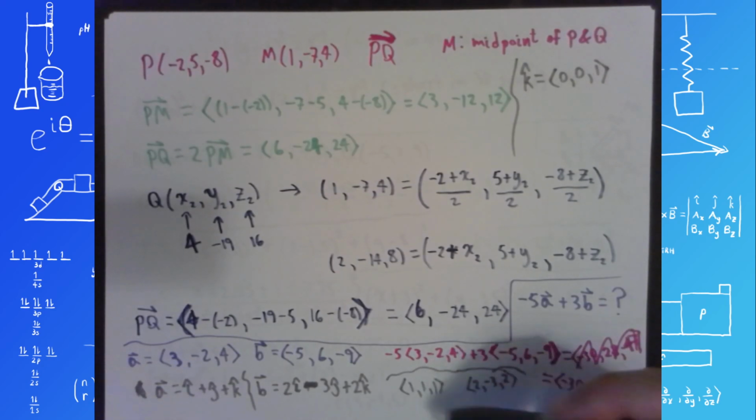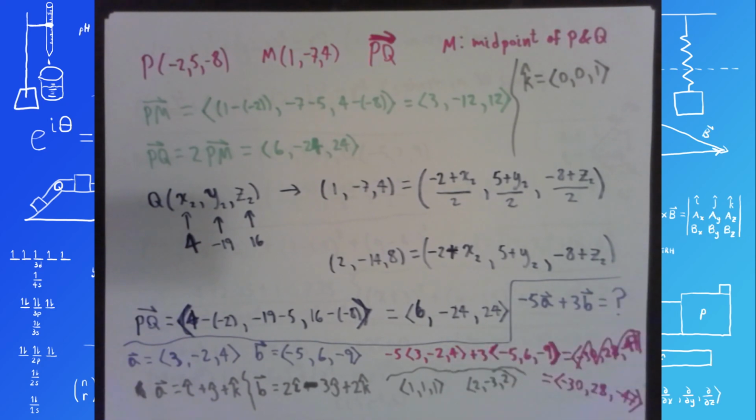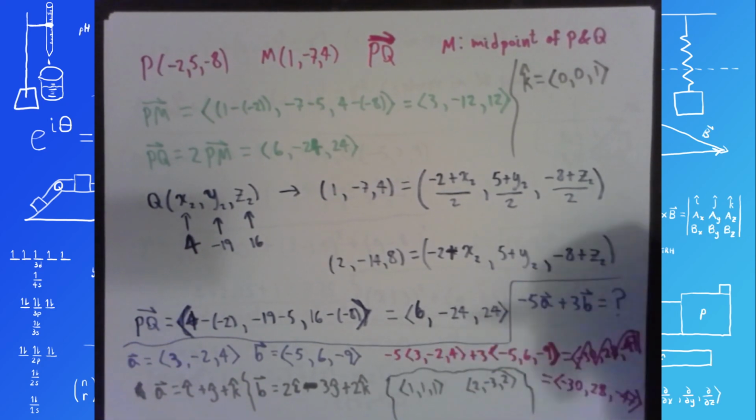Okay, and the rest plays out the same as before. Multiply these by negative 5, multiply these by 3, combine them and get some sort of resulting vector from them. You've seen how that's done, so I won't bother with it. Let's move on to something else.